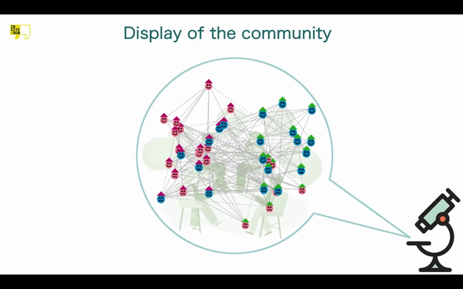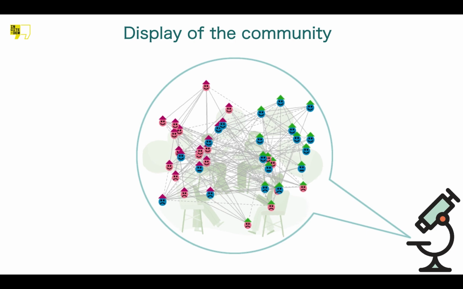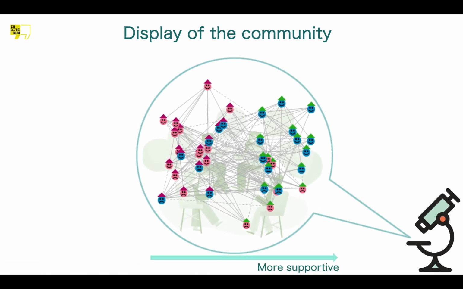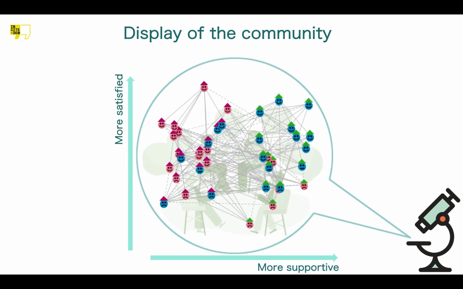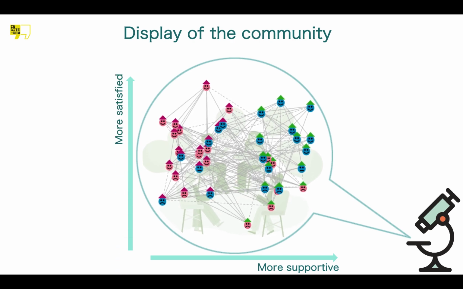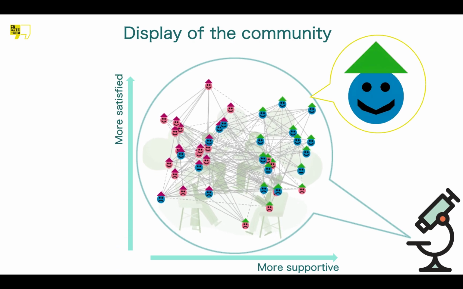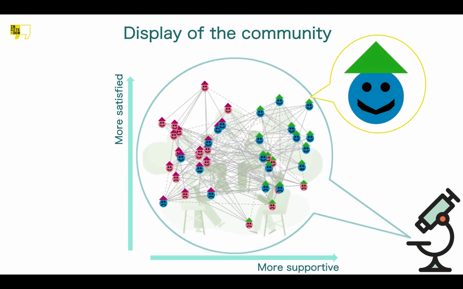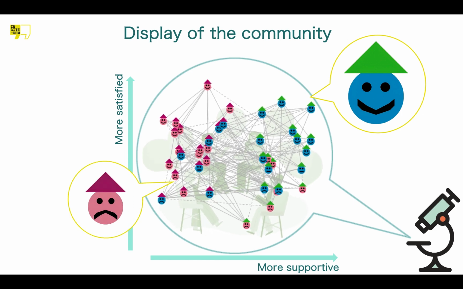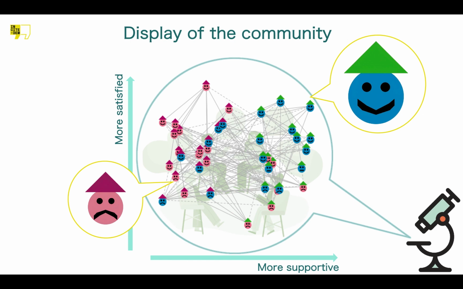Satisfaction and opinion about the plan determine where in the dialogue tool we place a person. We place supporters of the plan more on the right and opponents more on the left. And the more satisfied a person is, the more we place them at the top. For example, someone in the upper right corner is a satisfied supporter of the plan, while in the lower left corner opponents of the plan can be found who feel unsatisfied.